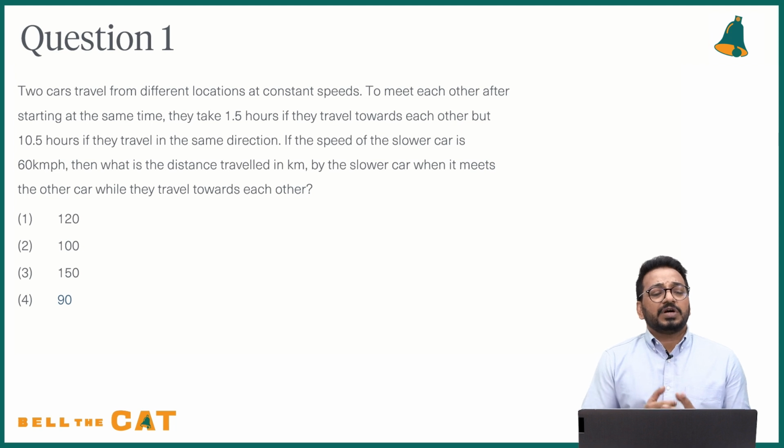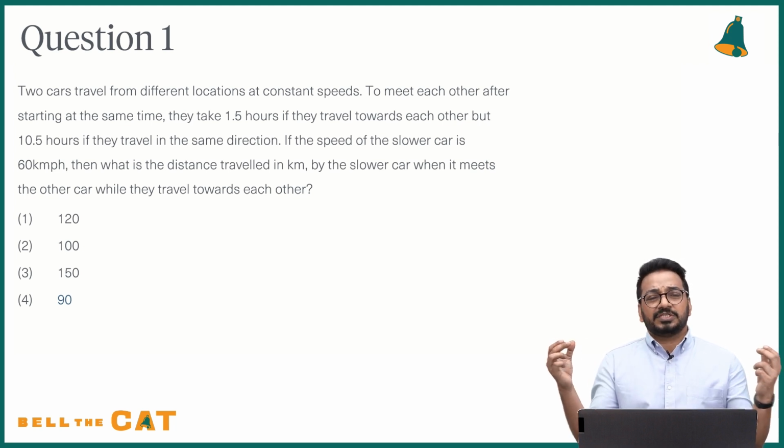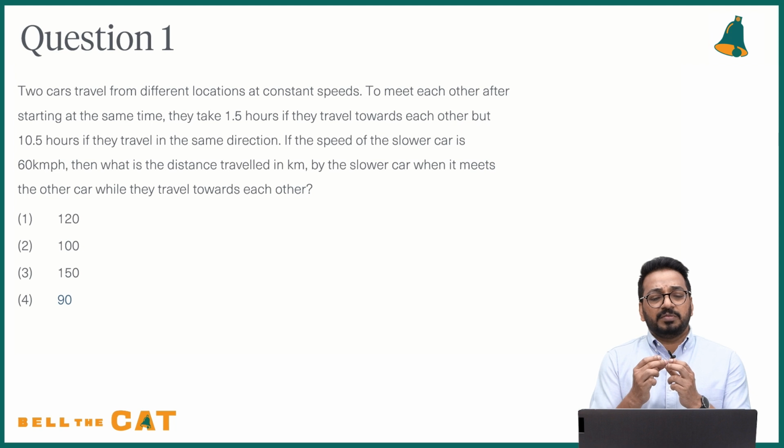Right. Two cars travel from different locations at constant speeds. That means the cars are not changing speed. It doesn't mean both cars are the same speed; the speed is not changing. To meet each other after starting at the same time, they take 1.5 hours. So if they're at different positions, starting at the same time, they meet after 1.5 hours.